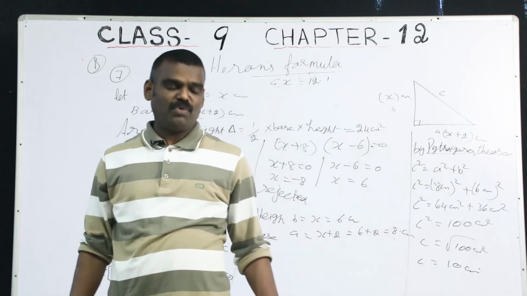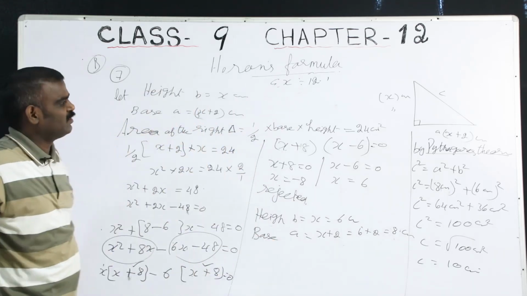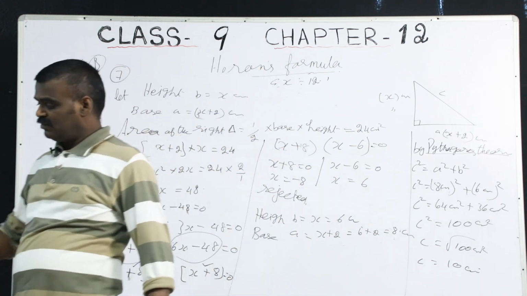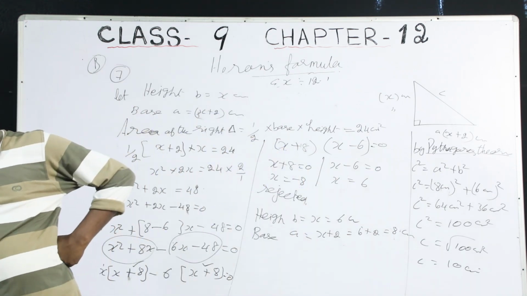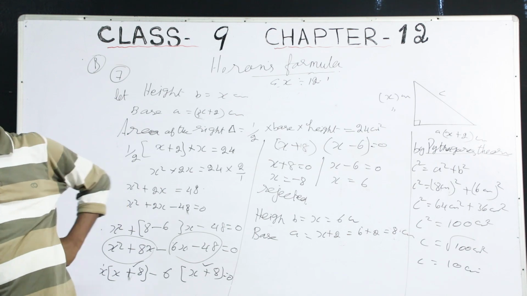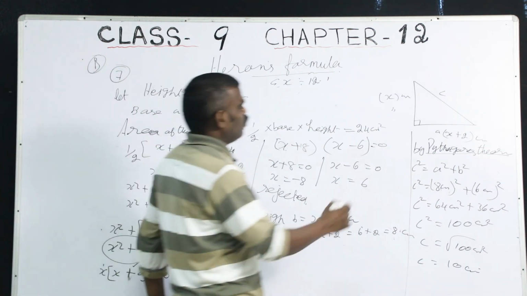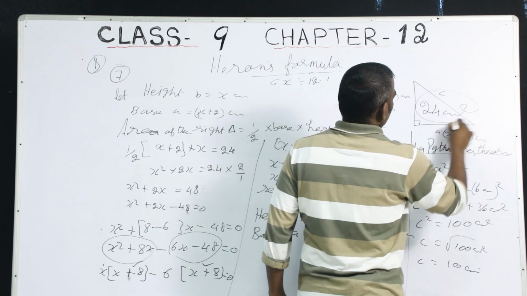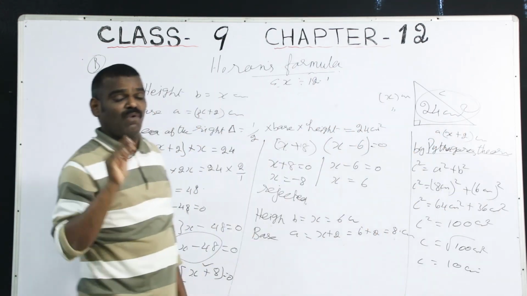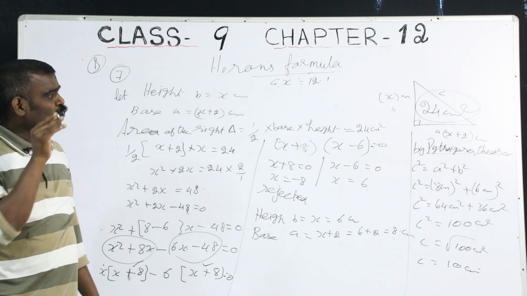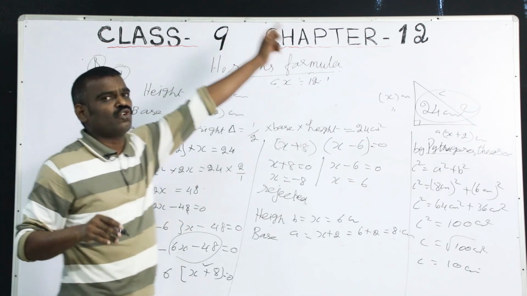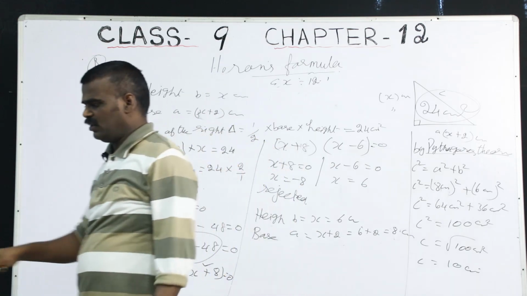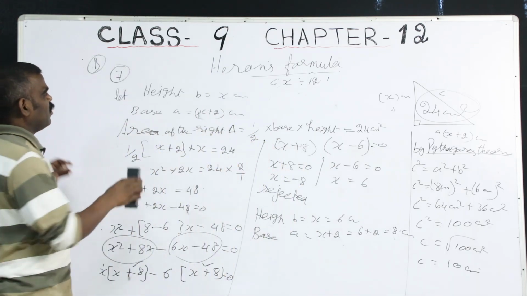C equals 10. Now, you got all the three sides. Now, what are they asking? Verify by using Heron's formula. Area of the triangle we know already. What is the area of the triangle? 24 centimeter square. What they are asking is, you have to prove whether this area is 24 centimeter square or not by using Heron's formula. So, now we are going to use Heron's formula.